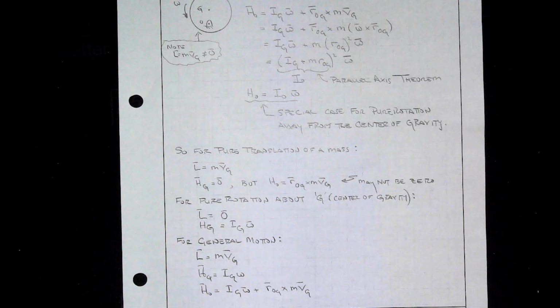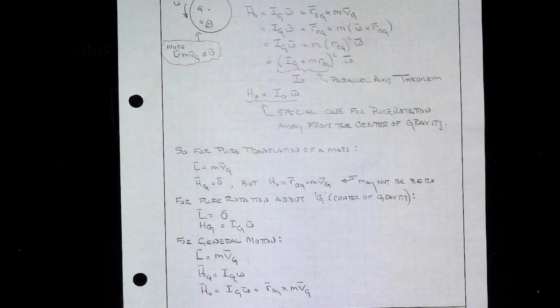Now, suppose I factor out the omega. I have Ig plus m r from O to g squared, like here. Well, this is just the parallel axis theorem. So what do we have here? This is just the mass moment of inertia at O. So if I have a body with pure rotation about an O not equal to g, I can express angular momentum as Io times omega. So this is just a special case for pure rotation away from the center of gravity.